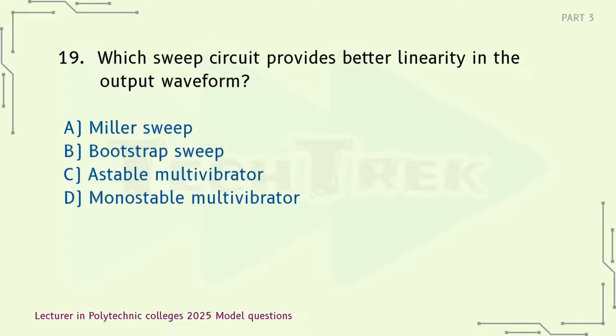Which sweep circuit provides better linearity in the output waveform? A. Miller sweep. B. Bootstrap sweep. C. Astable multivibrator. D. Monostable multivibrator. Correct answer is option B. Bootstrap sweep.